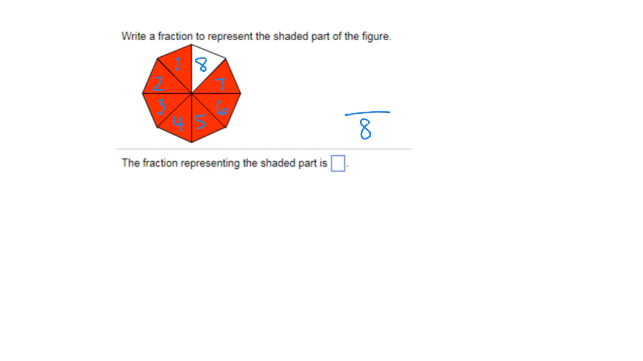And it says the shaded part of the figure. So the part that's shaded red, there are 7 shaded parts. So the answer for this is 7/8 is the fraction that represents the shaded part of this figure.